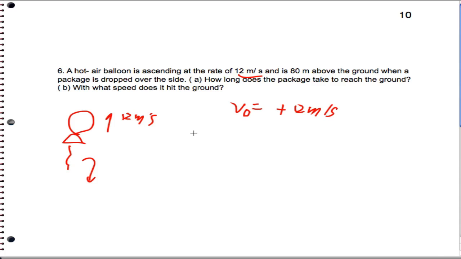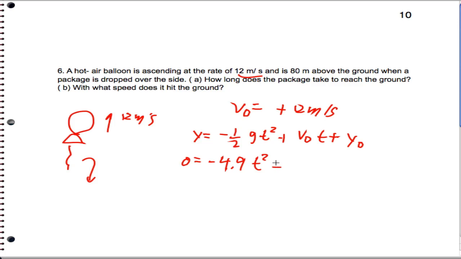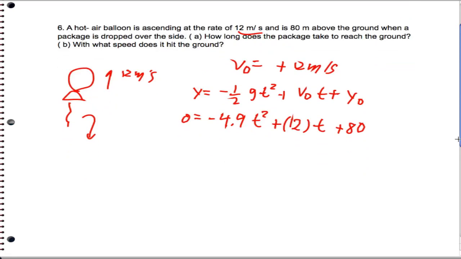We're going to actually say y equals negative 1/2 g t squared plus v naught t plus y naught. So here we go. 0 equals negative 4.9 times t squared plus 12 times t plus 80. So now we actually have to solve for t.